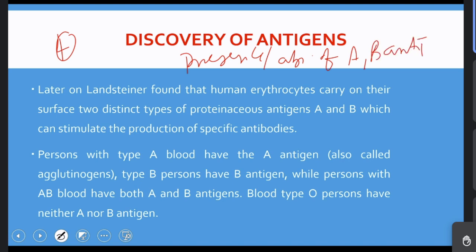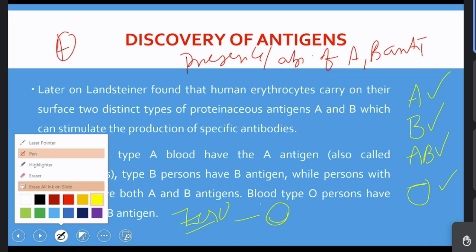If I have A antigen, my blood group is said to be A blood group. If I have B antigen, mine is B blood group. If I have both antigens, mine is AB. If I don't have any antigen, it is called zero blood group. Zero is spelled by Westerners as O, and hence this is called O blood group. So what does O determine? The antigens are zero in this blood group.